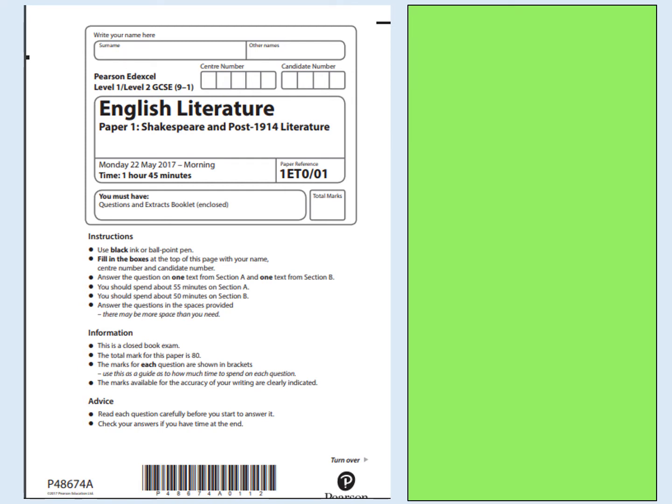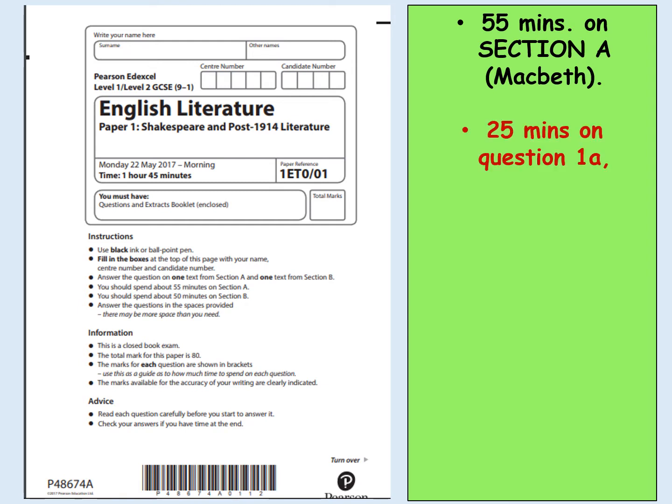Now, with regards to this, I'm going to put some timings on the board. The whole examination is an hour 45 minutes. Those of you with additional time might have to work out how to spend that extra time on each section. But for those of you without extra time, it's 55 minutes on section A for the Macbeth questions. There are two questions for Macbeth: 25 minutes on the first question and about 20 minutes on the second question. These are just guidelines, but roughly they should be followed.